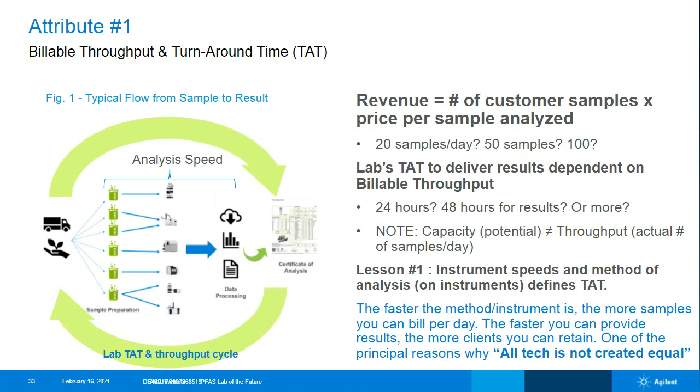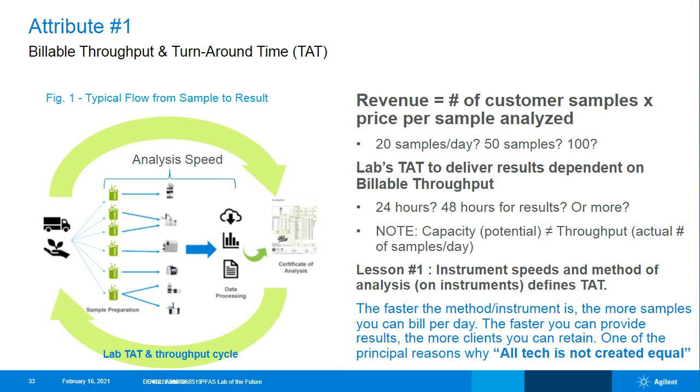The first thing to consider is really billable throughput and turnaround time. This is probably one of the most critical things for a testing lab to consider, because the revenue really is the number of samples that can be run and the price being charged for the samples, and that is really driven by the lab's turnaround time or TAT. Now, what is going to be critical here in the lab of the future, as I mentioned, is you're going to be doing a number of different kinds of testing on a number of different instruments that have to be put together to submit as a final report to your customer.